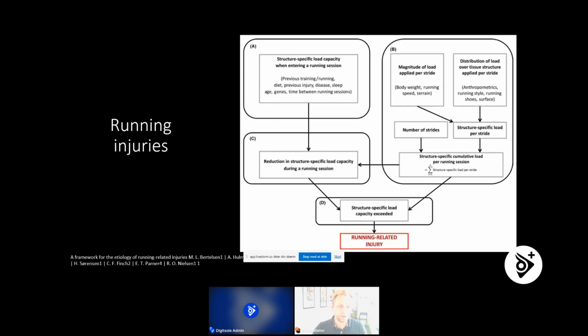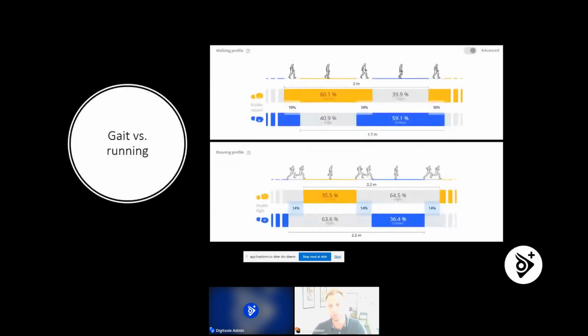So just to look into what is the difference between gait and running, just to be perfectly clear. In gait, we have this double contact time, and in running, we have this double flight time. So we have double contact in gait, and we have double flight in running. In gait, it's very typical that we have this 60-40 division between double contact and one leg stance phase. And in running, it can vary much more.